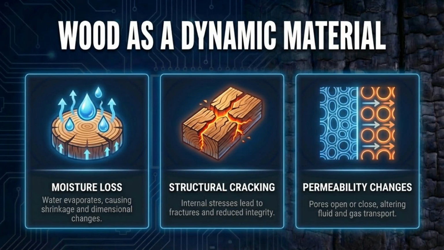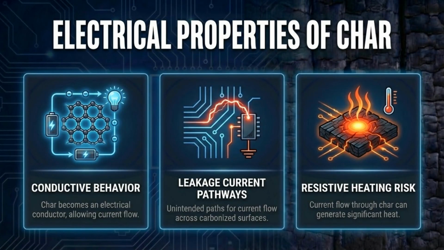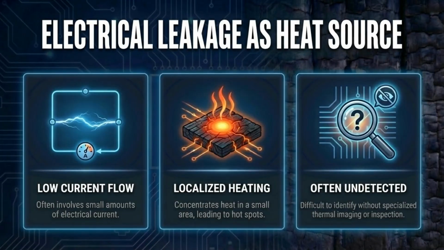Wood is a dynamic material. Prolonged heating causes moisture loss, structural cracking, and changes in permeability, affecting how heat and gases travel. Carbonization is the process of wood turning into carbon-rich char. Char formation reduces ignition resistance and increases the material's chemical reactivity. Char exhibits conductive behavior, allowing current flow. This creates leakage current pathways and presents a significant resistive heating risk.